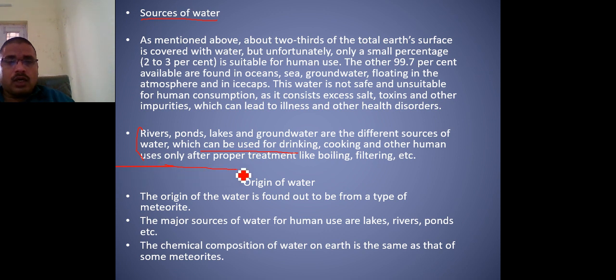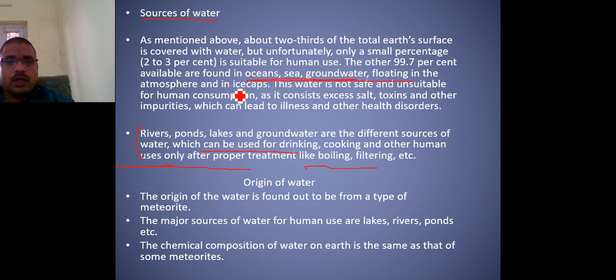Before using the water for drinking purposes, that water should be boiled and filtered so that whatever germs are in the water are either vaporized or killed after boiling. So that water will not harm us. Now there is another thing: ocean, sea, groundwater, water floating in the atmosphere, and ice. These are the places where water is available.